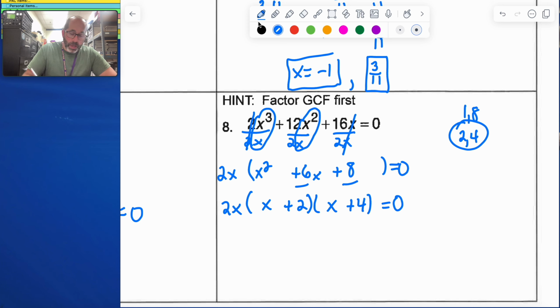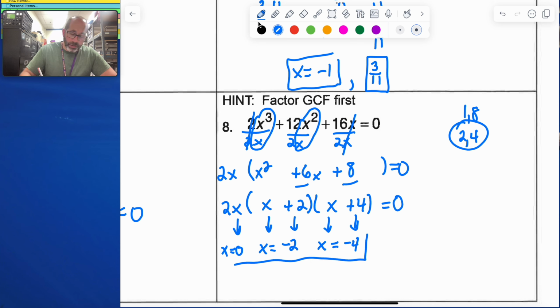Okay? And because when we look at this, there's 3 answers for this problem that we're going to solve, each one of these x's. This x here is going to equal 0. This x here is going to be the opposite of that 2, which is a -2. This x here is going to be the opposite of this, which is a -4. And so my answers are 0, -2, and -4.